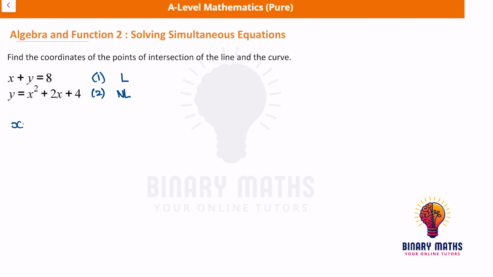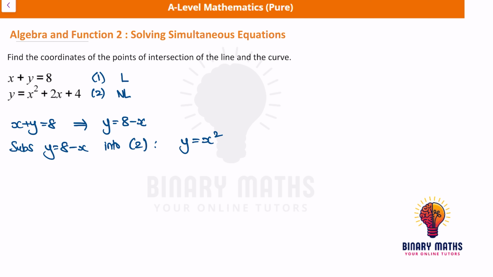So if I've got x plus y is equal to 8 from equation 1, then if I make y the subject of the formula, y must be equal to 8 take away x. Now I need to substitute y is equal to 8 take away x into my non-linear equation, which is 2. So my equation 2 is y is equal to x squared plus 2x plus 4.